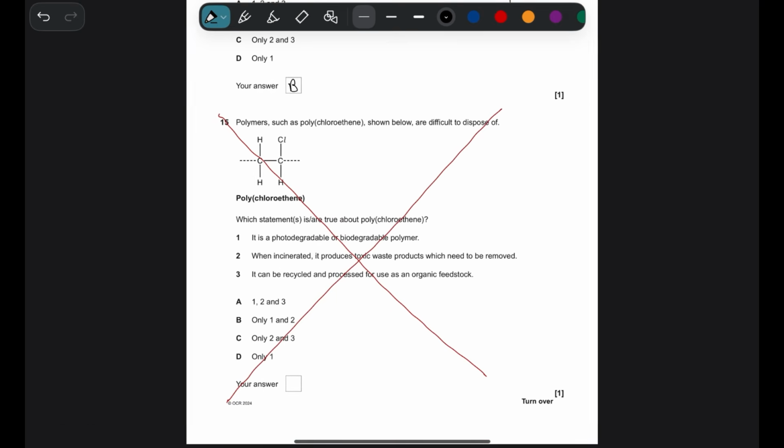And then 15, they said there's a problem with the question. So they gave everyone the mark in the exam series. So we're not going to do it.